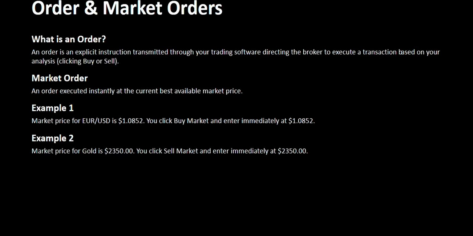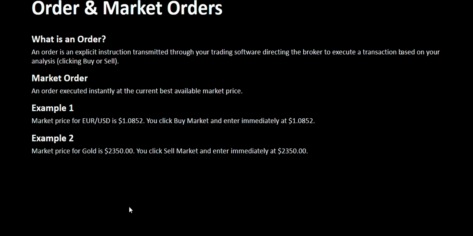An order is an explicit instruction transmitted through your trading software, directing the broker to execute a transaction based on your analysis, clicking buy or sell. So when you open your trade and you want to execute a trade, you click buy or sell. You're instructing the market or your broker to execute a particular trade after analyzing the market. A market order is executed instantly at the current best available market price.